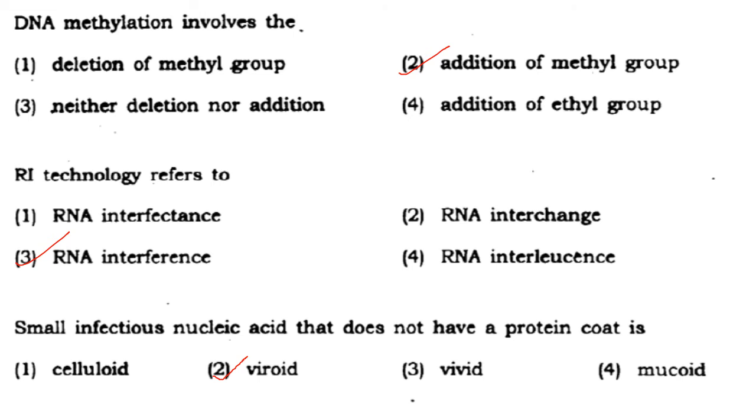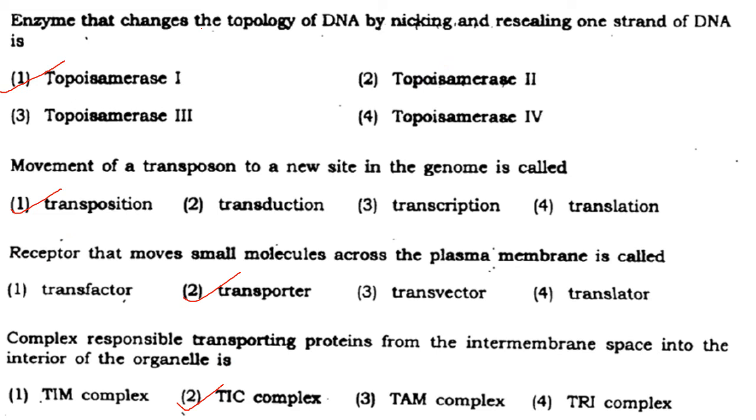Next one. Small infectious nucleic acid that does not have a protein coat is option 1, celluloid, 2, viroid, 3, vivid, 4, mucoid. Answer is option 2, viroid. Next one. Enzyme that changes the topology of DNA by nicking and resealing one strand of DNA is option 1, topoisomerase 1, option 2, topoisomerase 2, option 3, topoisomerase 3, option 4, topoisomerase 4. Answer is option 1, topoisomerase 1.